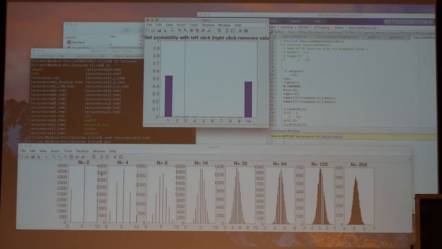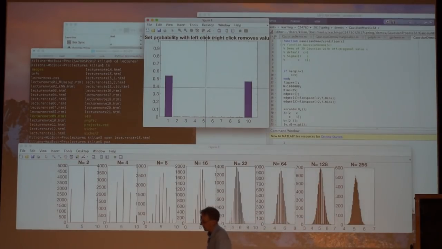And what you see here is that when you have few samples, it doesn't look Gaussian. But as you get more examples, even with this crazy distribution, which is really odd, you're either 1 or 10, you're never in the middle, the mean actually becomes Gaussian.